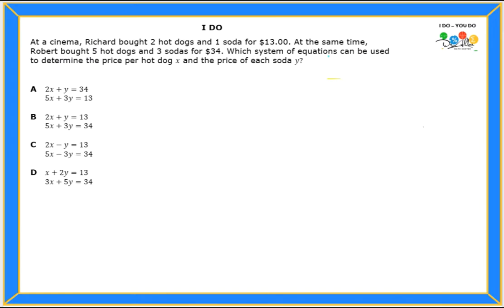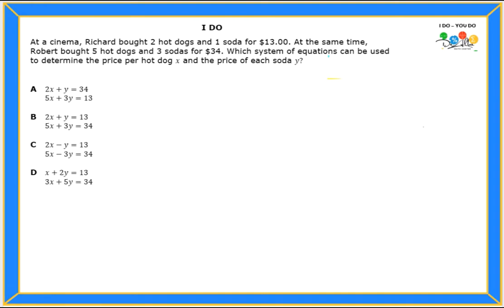Hello students, let's read the problem. It says, at a cinema, Richard bought 2 hot dogs and 1 soda for $13. At the same time, Robert bought 5 hot dogs and 3 sodas for $34. Which system of equations can be used to determine the price per hot dog X and the price of each soda Y? Okay, so let's analyze the question.